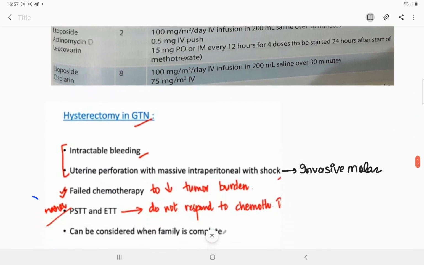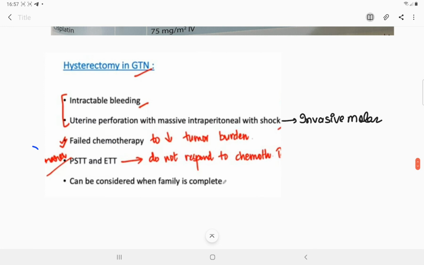Then what are the indications of hysterectomy? As I have discussed earlier, in the case of intractable bleeding, in uterine perforation with massive intraperitoneal shock which can occur in invasive molar pregnancy or failed chemotherapy, and PSTT and ETT which do not respond to chemotherapy, and it can also be considered when the family is complete.